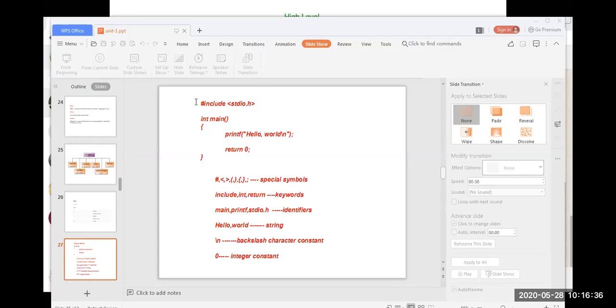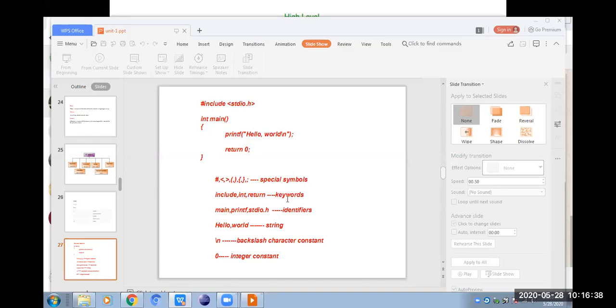Clear? That means the program is divided here. I have divided the program into 6 different tokens. Is it clear, guys? Now I think you have some idea about these tokens. Roughly, you got some idea about the tokens. Tokens are the smallest units of the program which cannot be divided further.